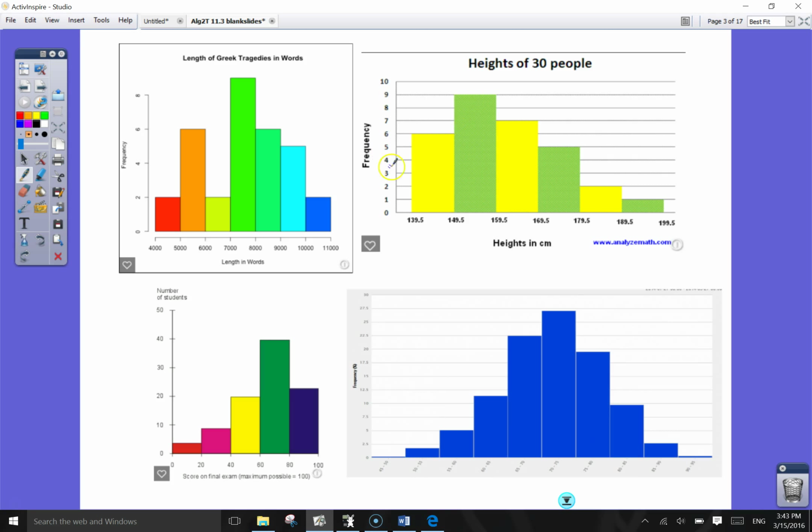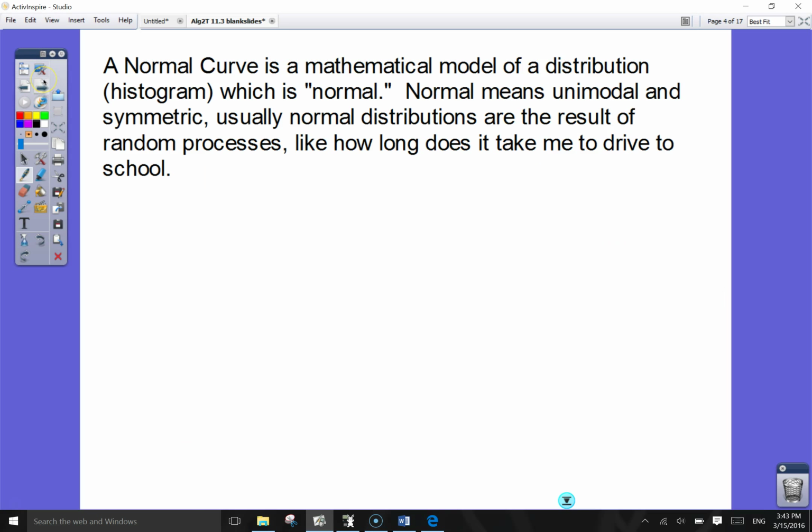Now, if I divide the frequency by the total number of occurrences in here, this turns into a probability chart or a probability distribution. What we're doing today is looking at how a normal curve is a mathematical model for a probability distribution, a histogram, which is considered to be, quote unquote, normal. Now, by normal, it means if we would have made our histogram, it would have had one peak in the middle.